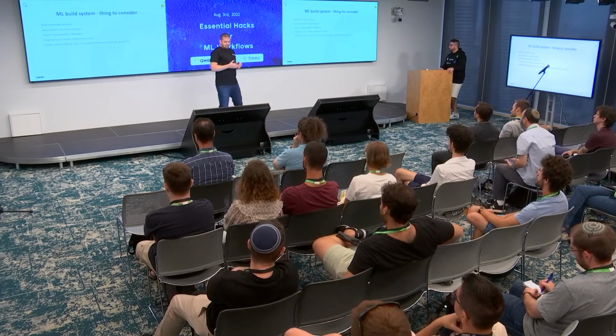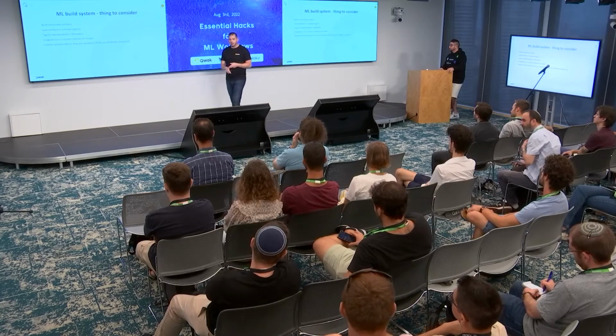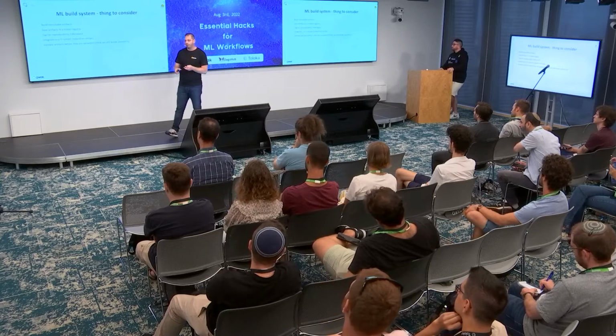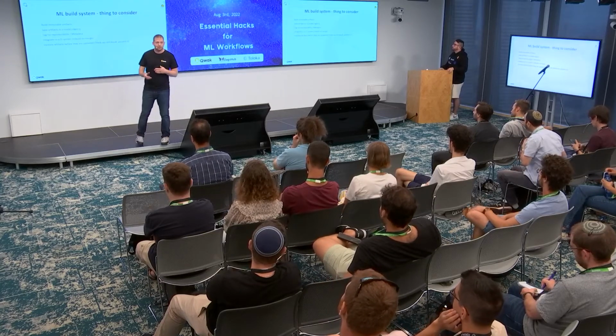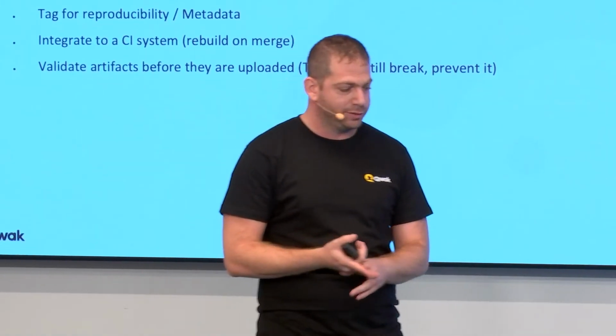So a few things to consider when you create a build system. First of all, I talked about it, but build immutable artifacts. Artifacts should not have any moving parts. They should have all the dependencies installed. They should have the trained model or loaded pre-trained model already in them.